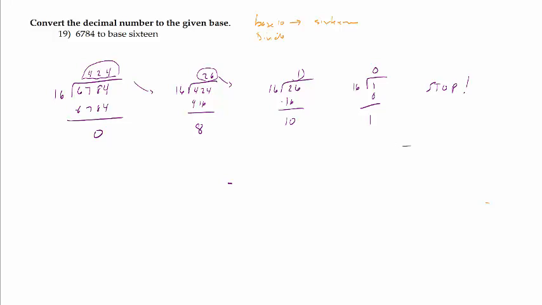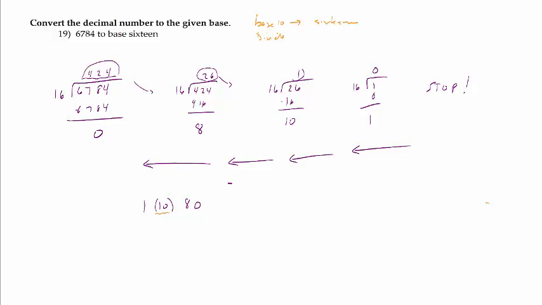Okay, my answer is going to be the remainders, but in the reverse order. So it's going to be 1, 10, 8, and 0. Now I have an issue with this numeral 10 because you can't use 1, 0 to represent it. That would look like something different. So how do I represent 10 as a single digit?